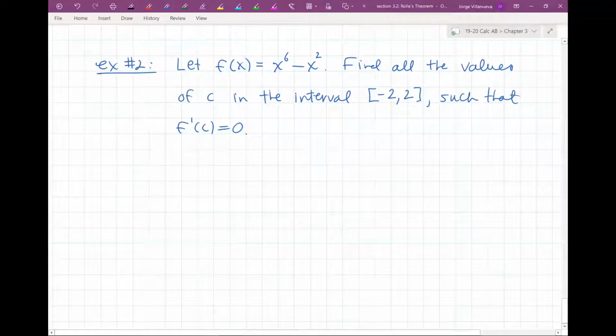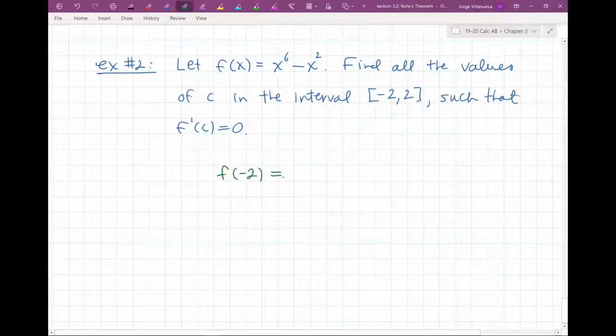So they gave us a function. Okay, they said find all the values of c that make f prime of c equal to 0 within the interval -2 to 2. Now, again, you got to go through the process of Rolle's theorem. Is x to the 6 minus x squared continuous? Well, it's a polynomial, so it should be. Is it differentiable? Yes, polynomials are differentiable everywhere, okay? Is it true that f of -2 is equal to f of 2? Well, I don't know that yet, but let's find out.